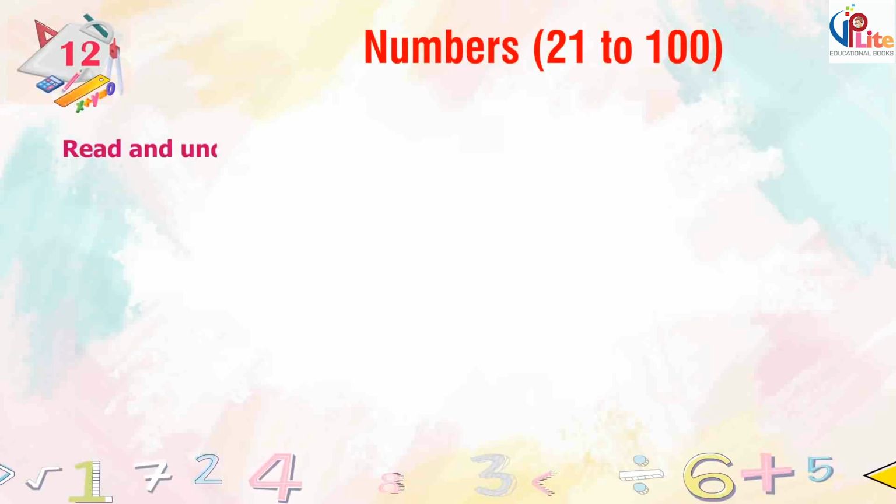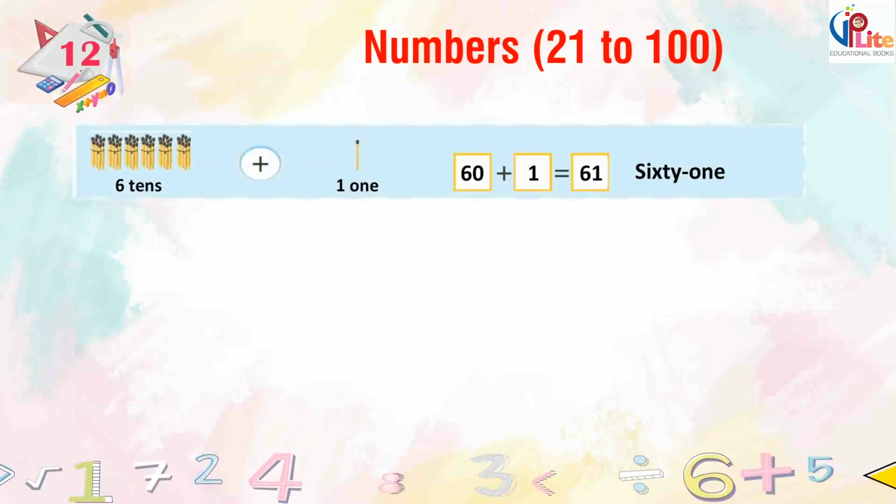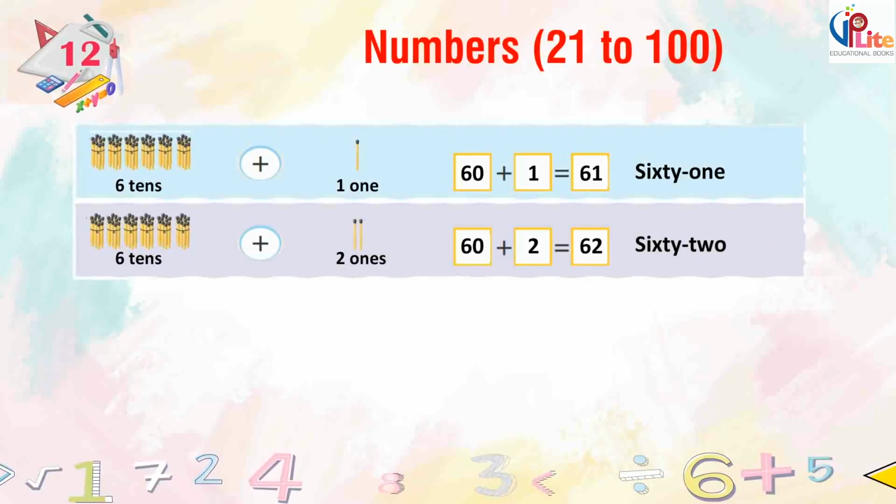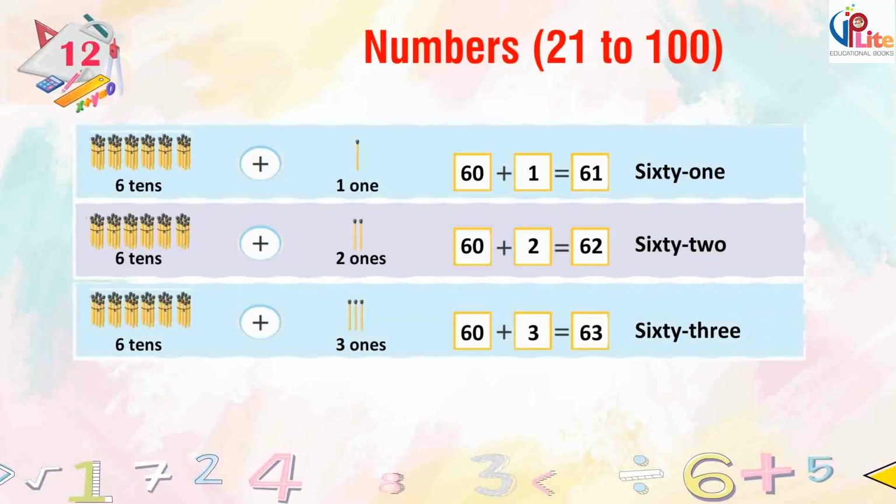Read and understand the numbers from 61 to 70. 6 tens plus 1, 60 plus 1 is equal to 61. 6 tens plus 2, 60 plus 2 is equal to 62. 6 tens plus 3, 60 plus 3 is equal to 63.